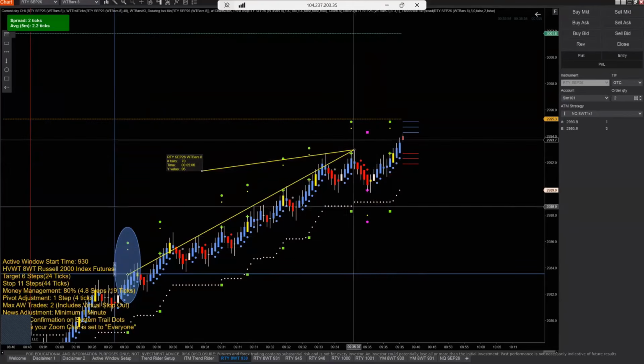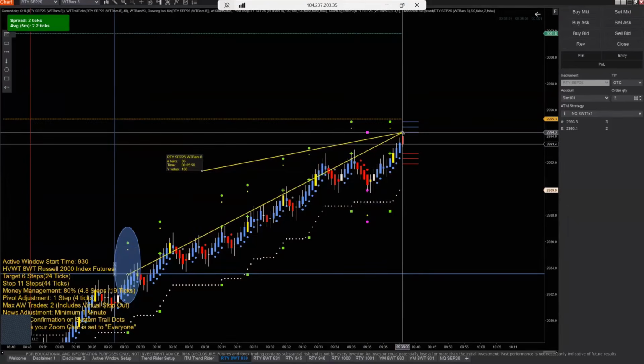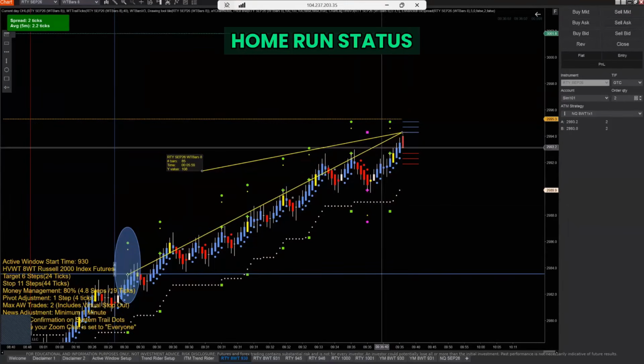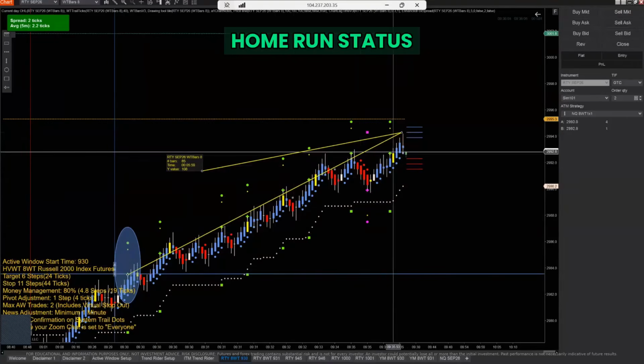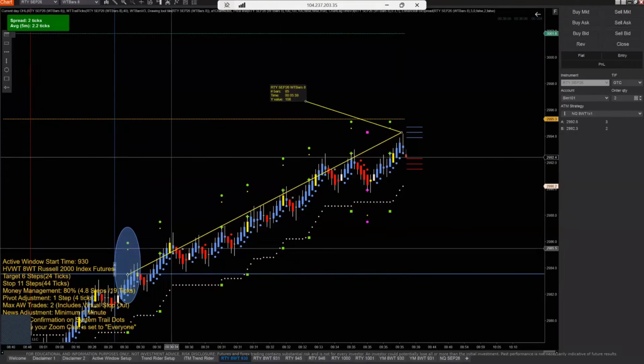There we go. Home run status on this trade. That's what we like to see out of the gate. While this trade wasn't straight up, it's not bad. It's got some really decent movement here to the upside. 108 now from our setup.